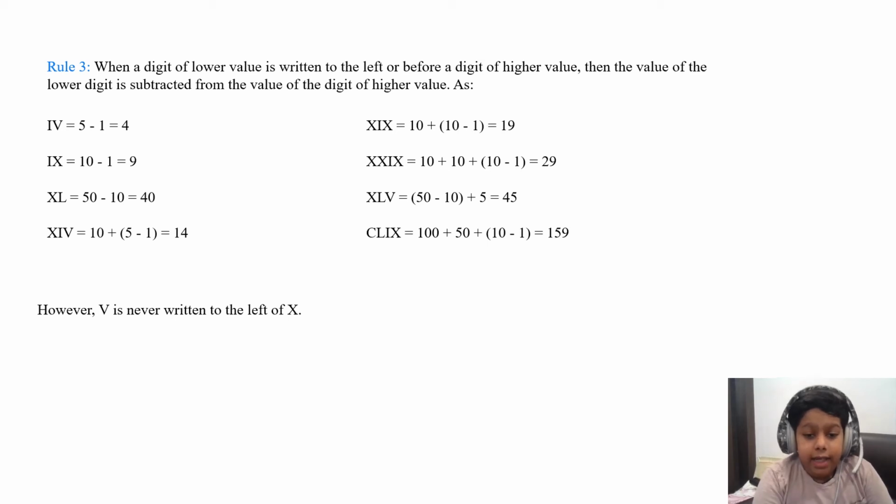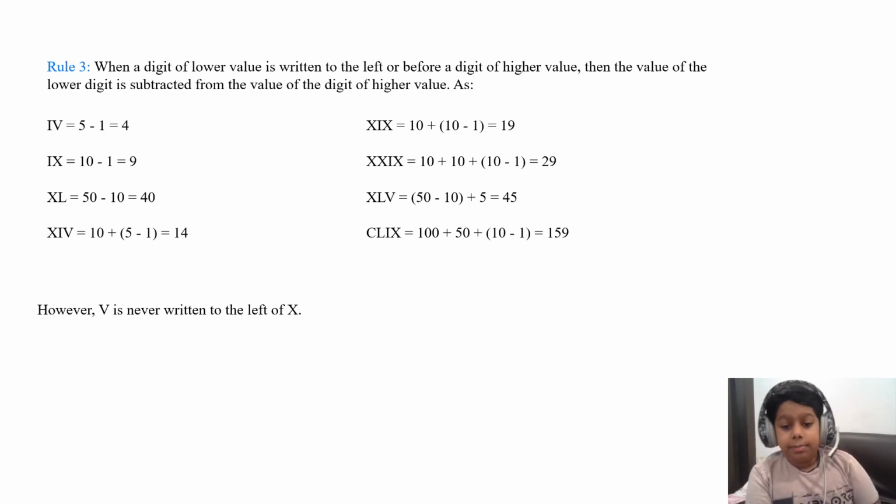XIX equals 10 plus 10 minus 1 equals 19. XXIX equals 10 plus 10 plus 10 minus 1 equals 29. XLV equals 50 minus 10 plus 5, 45. CLIX equals 100 plus 50 plus 10 minus 1 equals 159. However, V is never written to the left of X.